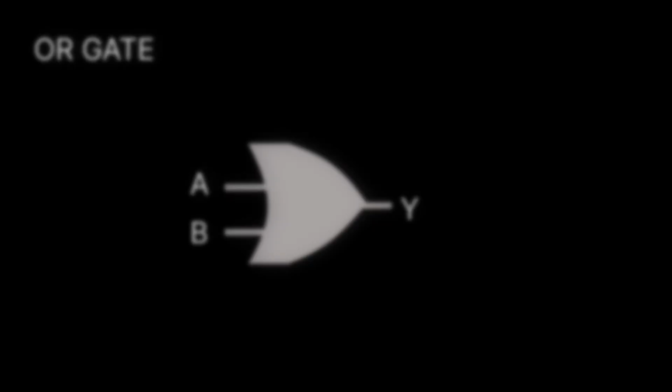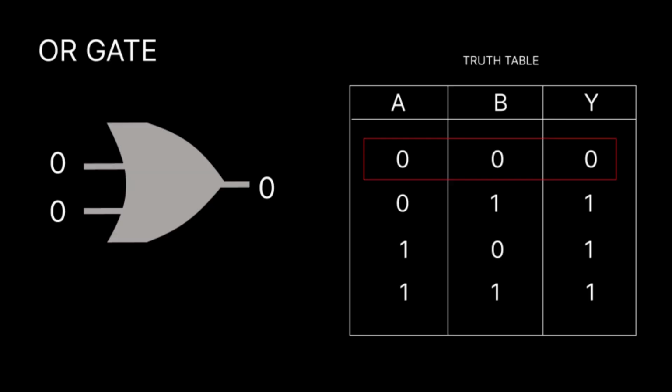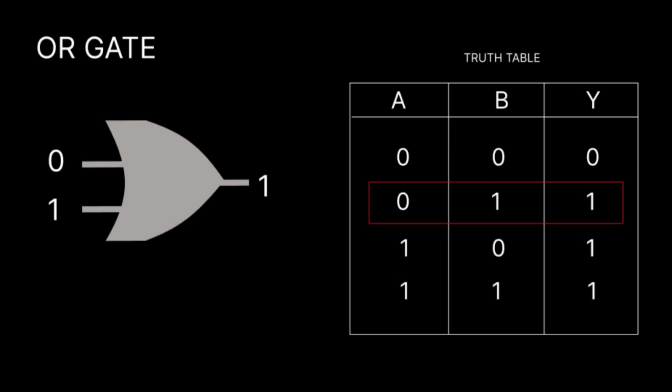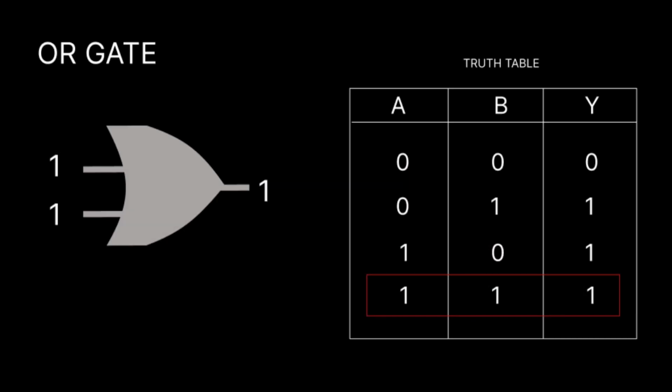So this is an example. A is 0 and B is 1, the output is 1. We can now look at its truth table. When A is 0 and B is 0, then the output is 0. When A is 0 and B is 1, the output is 1, because at least one of the inputs is 1. When A is 1 and B is 0, then the output is 1. When both A and B are 1, then the output is still 1. So the output is only 0 when both or all of its inputs are 0.